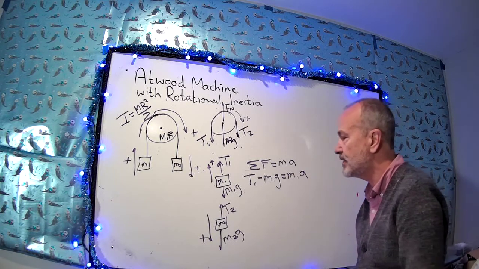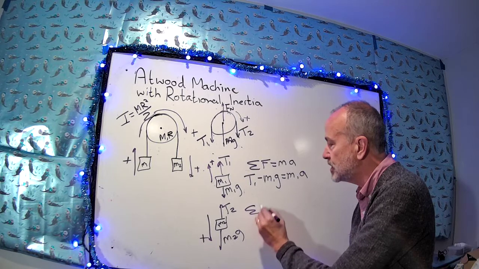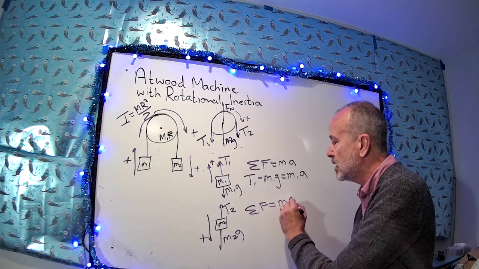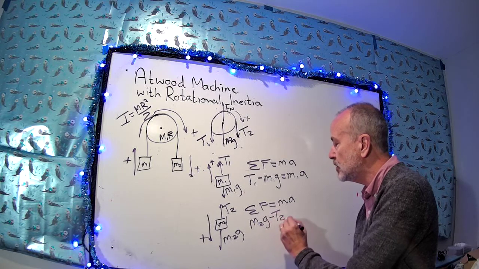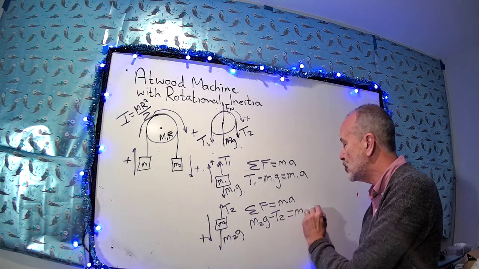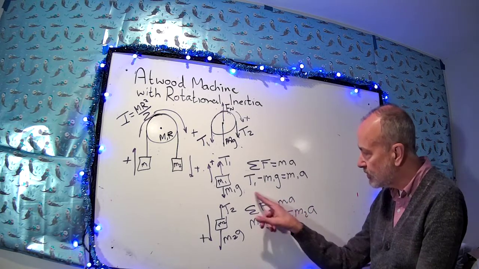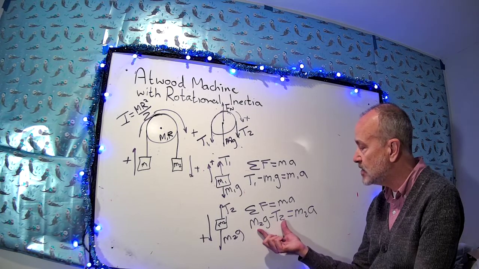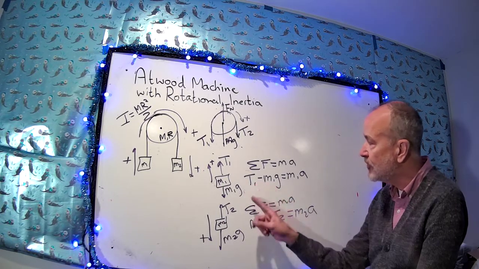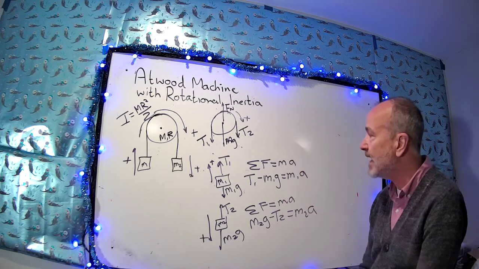Okay, I'm going to stop right there. Here, for M2, same sum of forces equals MA. M2g is in the positive direction, minus T2, equals M2A. See how those look a little switched? Different tensions. Here M2g is pulling in the positive direction and T2 is pulling in the negative. For M1, tension is pulling in the positive direction and M1g is pulling in the negative. So I've got those two.